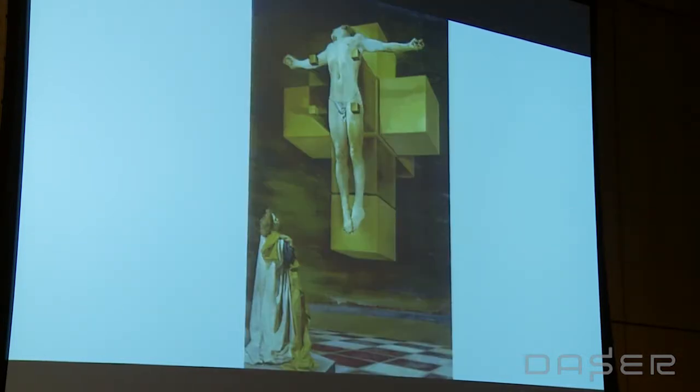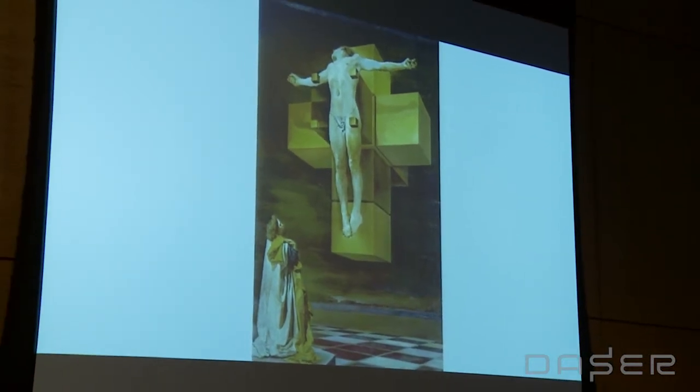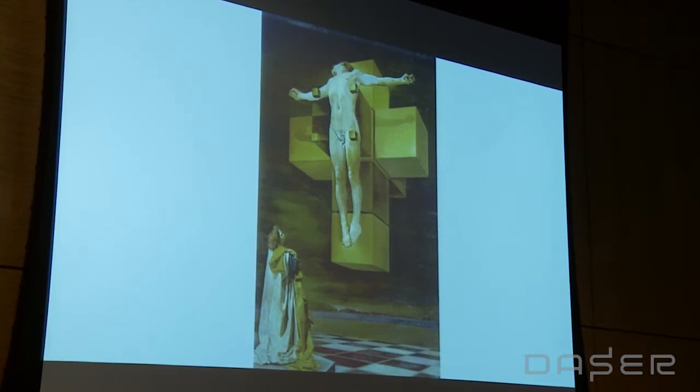Dali's masterpiece, Corpus Hypercubus, pictures a crucifixion on a hypercube. Yet you'll notice the floor is a 2-dimensional floor going off to a vanishing point. So we really have the juxtaposition of 2 completely different geometries here.